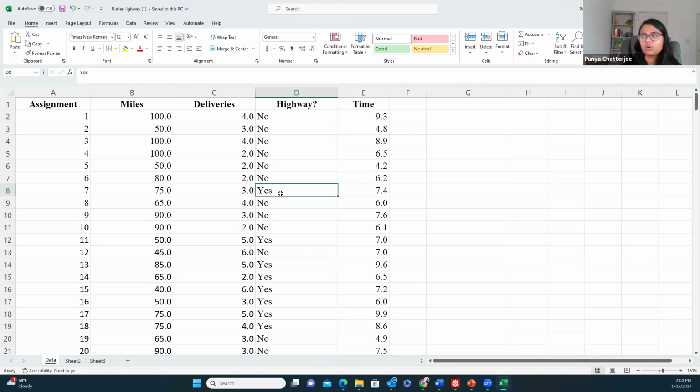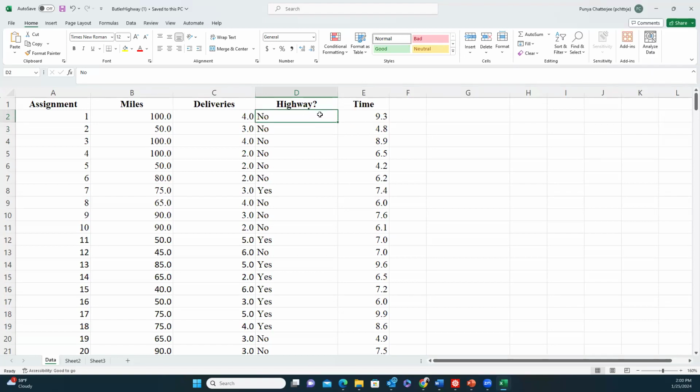So how do you think this highway is going to impact time, positively or negatively? Just so that we are understanding the data. I would say no is negative and yes is positive.